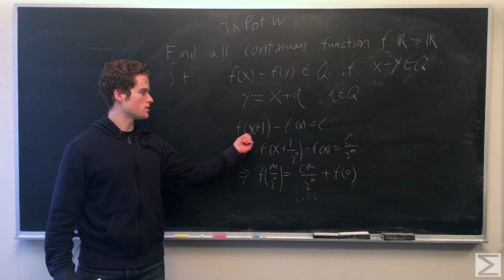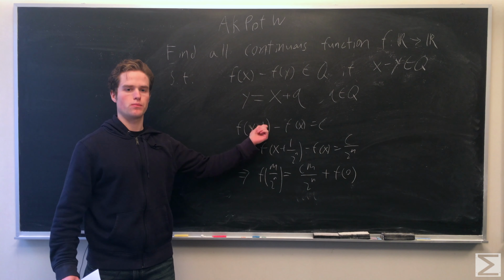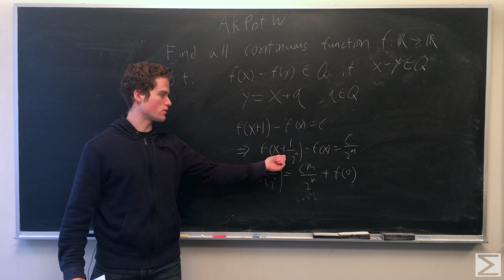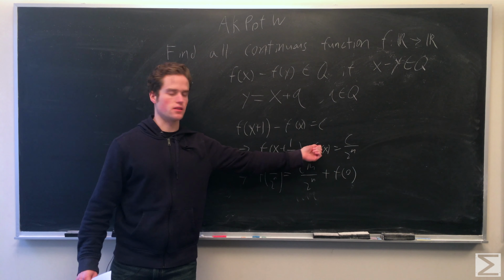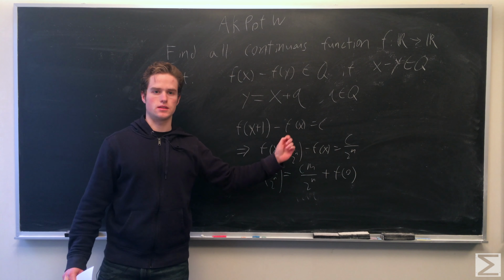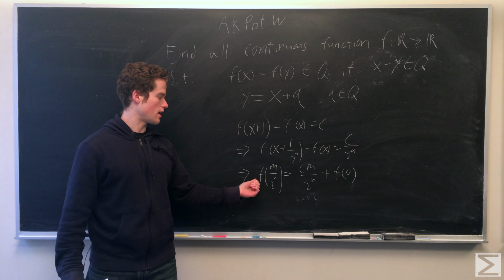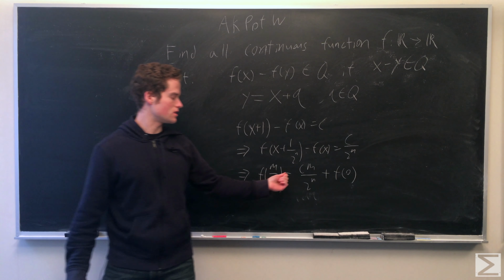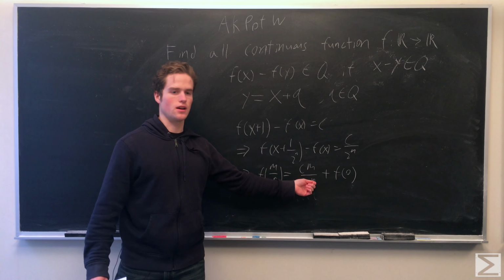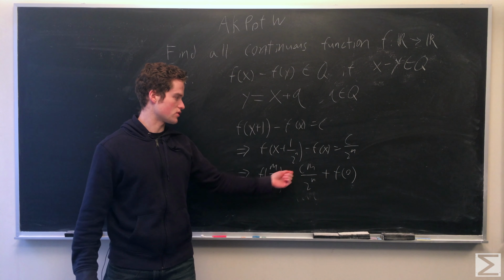And so, repeatedly dividing up, say we have f of x plus 1 minus f of x equals c, repeatedly divide this up into x plus 1 half, x plus 1 fourth, etc. We'll get f of x plus 1 over 2 to the n minus f of x equals c over 2 to the n. And so if we say x is at 0 and we take this difference so many times out, we'll get f of m over 2 to the n equals c times m over 2 to the n plus f of 0, where n is any positive integer, m is any integer, and c is a rational number.